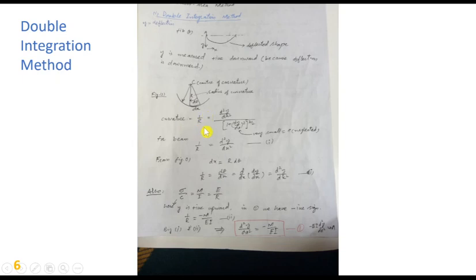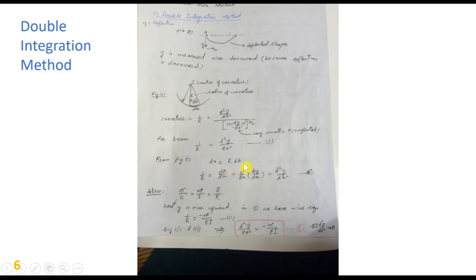Curvature, that is 1 over r, according to the definition from a mathematics book like Thomas Finney, or you can consult other books: 1 over r is equal to d square y over dx square over 1 plus dy over dx whole square, whole power 3 by 2. Since the deflection is very small, its square can be neglected, so what remains is 1 over r equal to d square y over dx square. This is equation I.